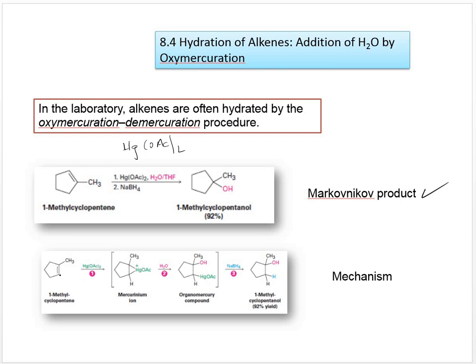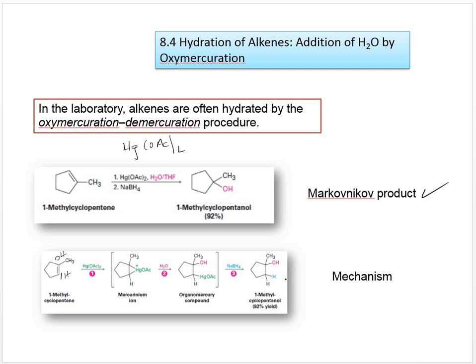What does it mean? Hydrogen is added to the carbon with more hydrogen. Sorry, Markovnikov's rule. Here you see, OH is added to the carbon with less hydrogen. So there is zero hydrogen here. Here there is one hydrogen on the carbon-carbon double bond carbons, and we are adding hydrogen to the carbon with more hydrogen. So basically, oxymercuration-demercuration generates an alcohol from an alkene. It's a hydration reaction. We add water, and it's a Markovnikov product.